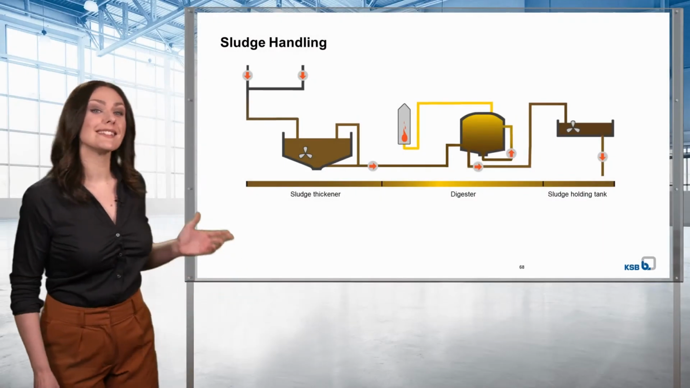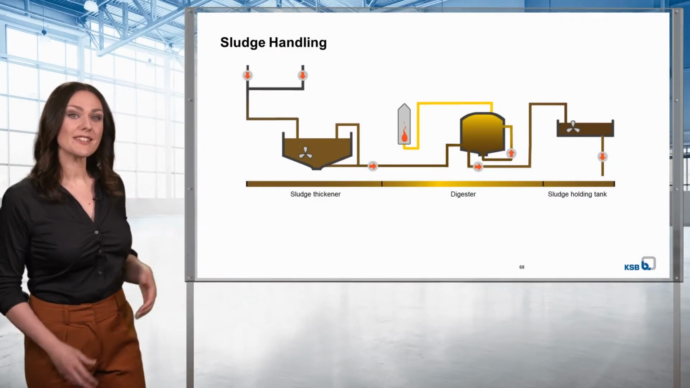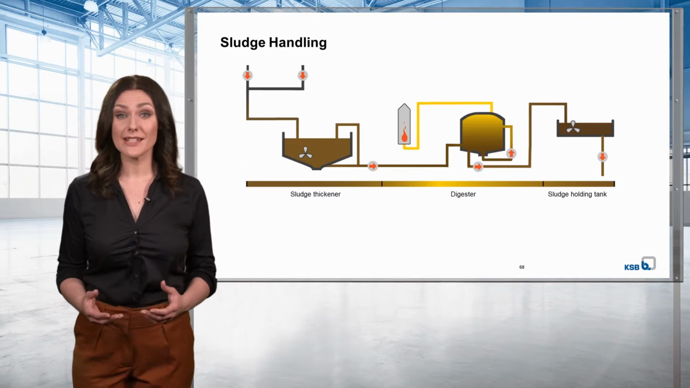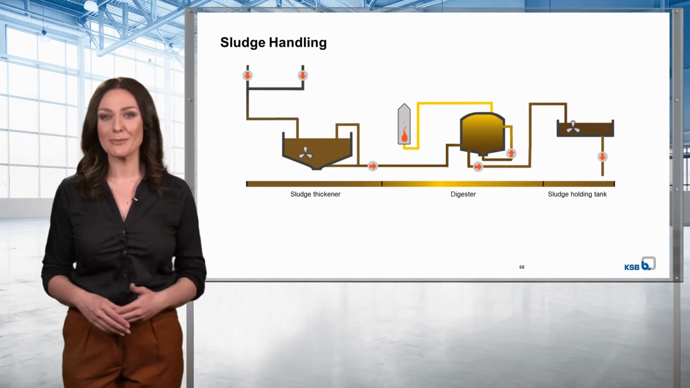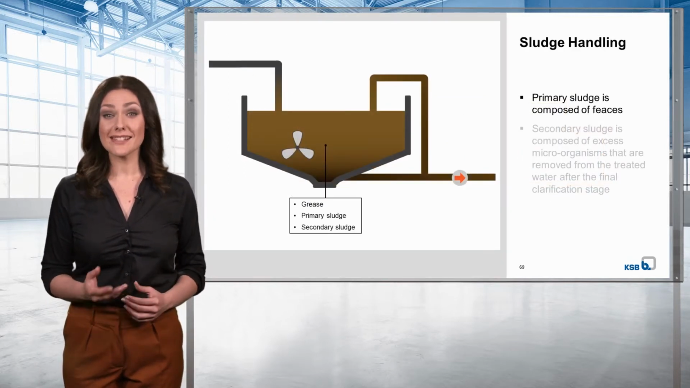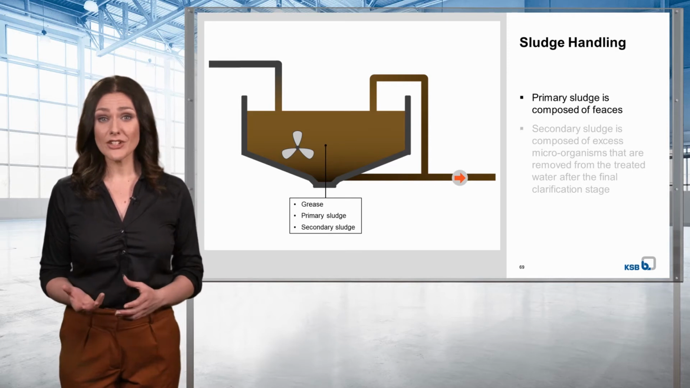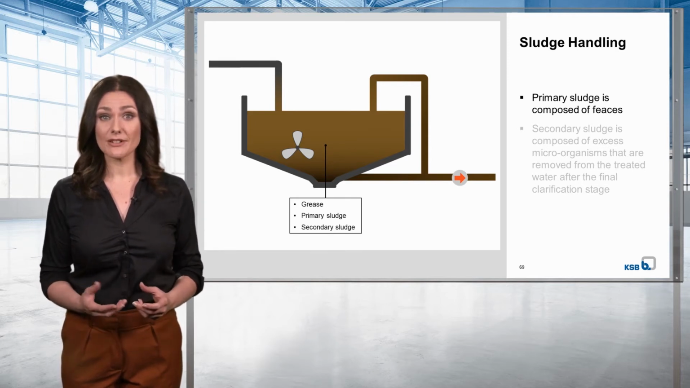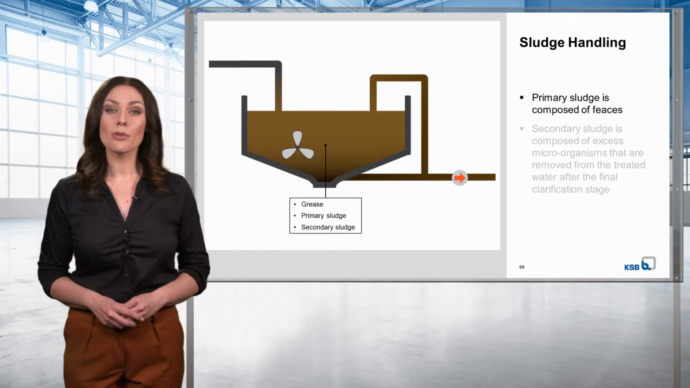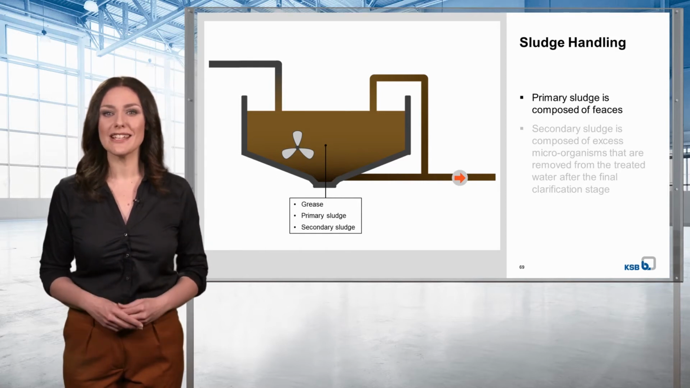We'll now look at sludge treatment. This refers to the sludge evacuated from the previous tanks as part of the wastewater treatment process. This sludge comprises primary sludge, secondary sludge, and grease. Primary sludge is mainly composed of feces.